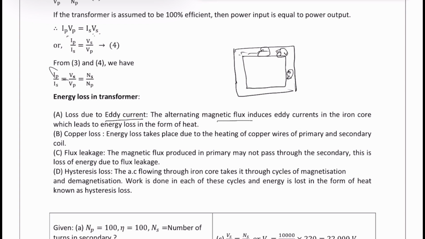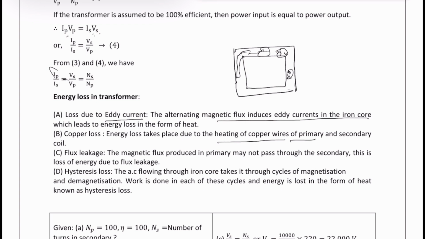So alternating magnetic flux induces eddy currents in the iron core. That is why there is an eddy current loss. Copper loss means energy loss that takes place due to the heating effect of copper, because when current passes through the coil, automatically heat will be produced. This is called copper loss.